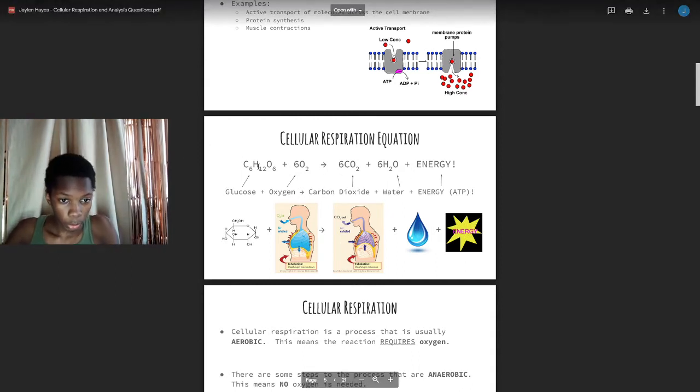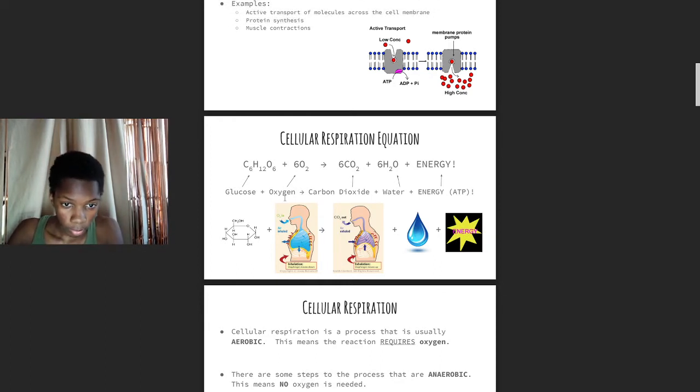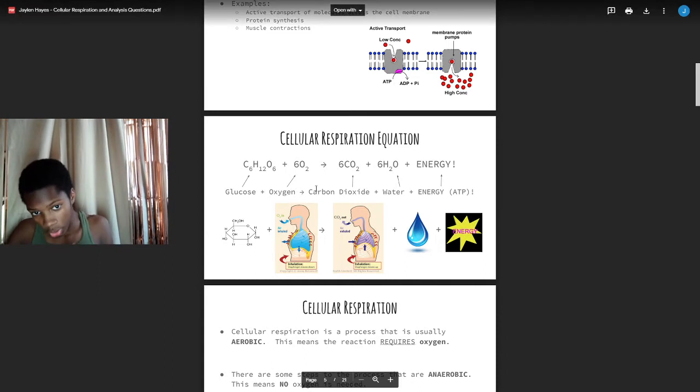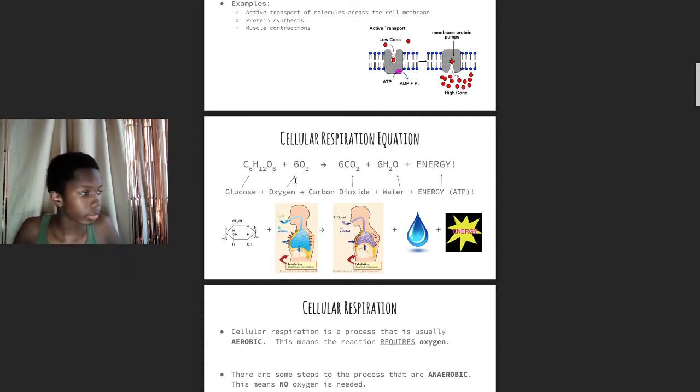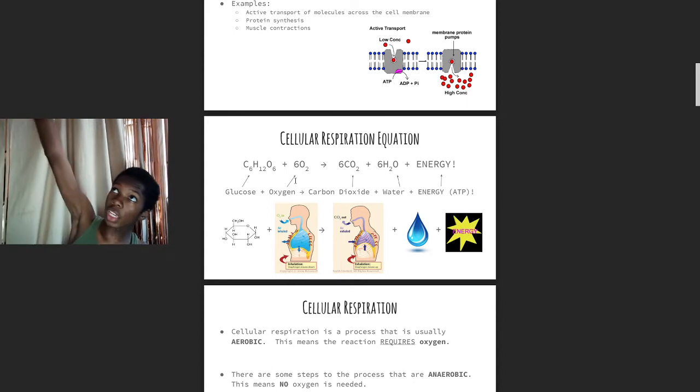And the cellular respiration equation, that's a lot of stuff, but just know all this. Glucose plus oxygen is turned into carbon dioxide, water, and energy, ATP.